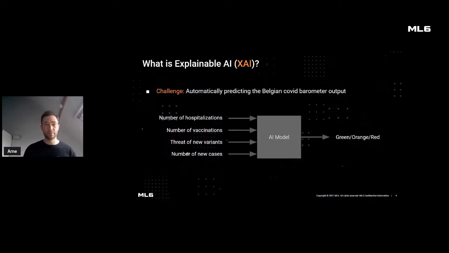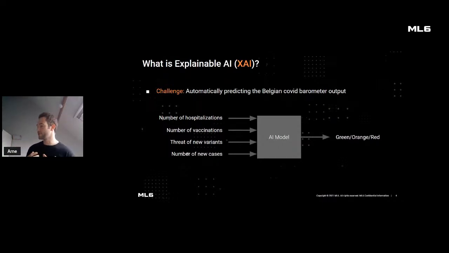So I guess everyone is familiar with the Belgian COVID barometer, which monitors the current state of COVID and the current severity, and then gives a classification of whether we're in a green state, orange or red, and then really the restrictions that are put on events and such are dependent on that, right? So assume we want to predict that using an AI model.